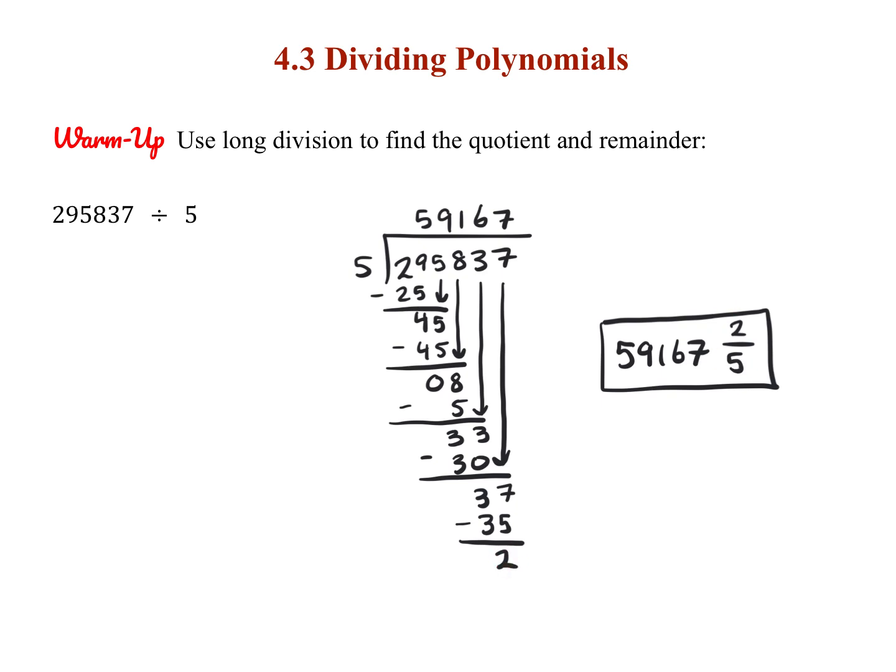We could say the remainder over the divisor. So we can say 59,167 and 2/5. So this is called the quotient, and this is the remainder over the divisor.